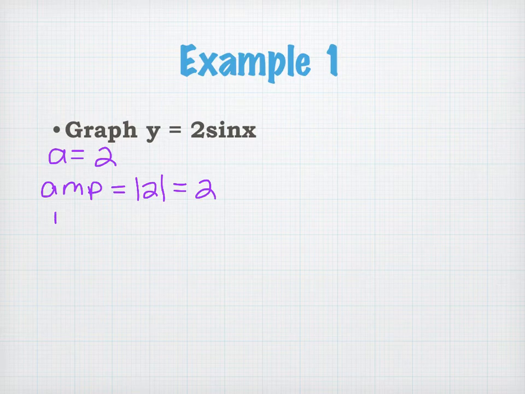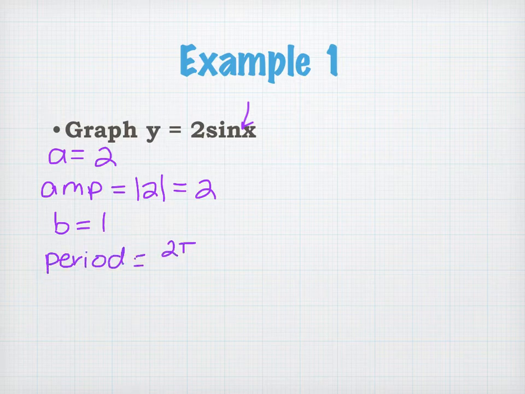Then I need the B. The B is the number in between the trig function and the variable, which is what? What's in between sine and x? 1. Good. So then I find the period. 2 pi over B, 2 pi over 1, which is 2 pi. So this is our standard period.